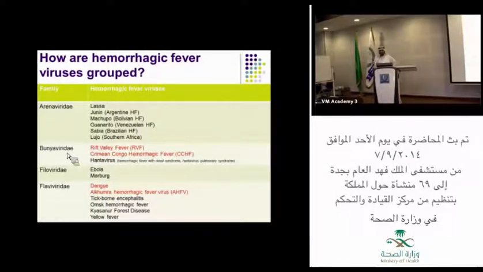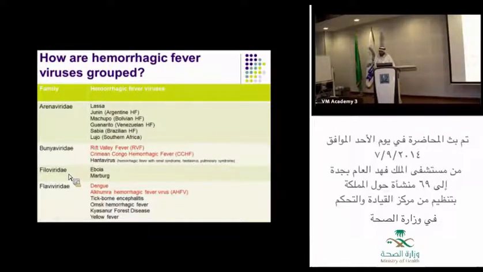The Bunyaviridae includes two diseases that were reported for Saudi: Rift Valley Fever, which caused a big epidemic back in year 2000, and we also have Crimean-Congo hemorrhagic fever, another Bunyavirus. And then we also have the Hantavirus, which causes two syndromes called hemorrhagic fever with renal syndrome and Hantavirus pulmonary syndrome. The third group, which is the focus of our topic today, is the Filoviridae.